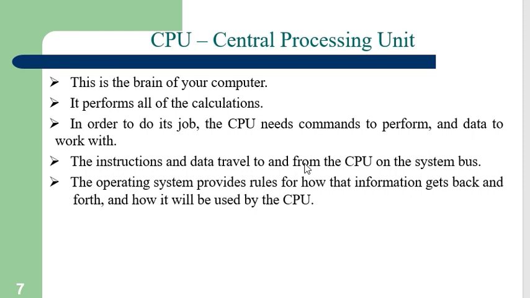Then, what is the CPU? The CPU is the brain of the computer. It performs all of the calculations. In order to do its job, the CPU needs commands to perform and data to work with. The instructions and data travel to and from the computer on the system bus. The operating system provides rules for how that information gets back and forth and how it will be used by the computer.